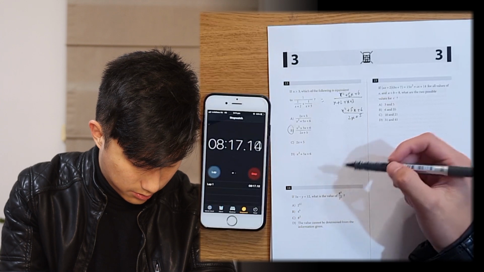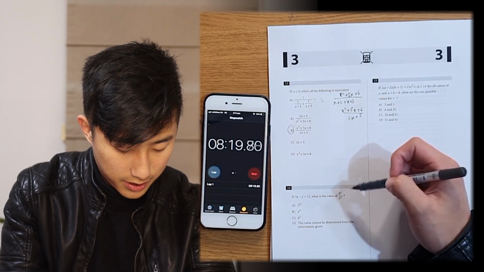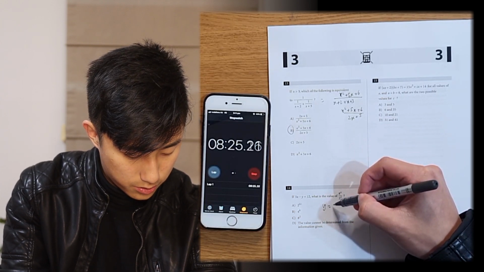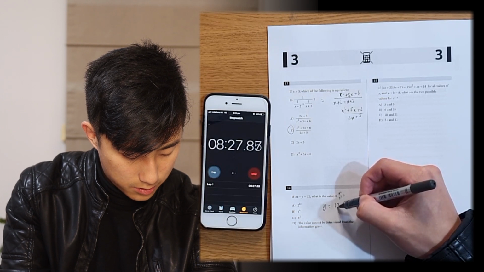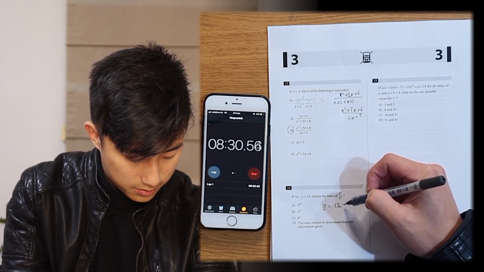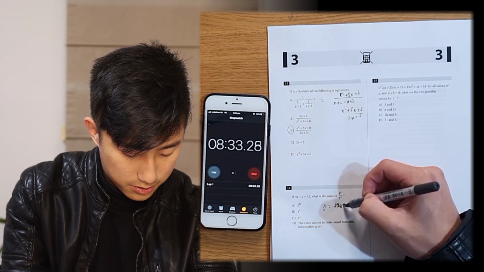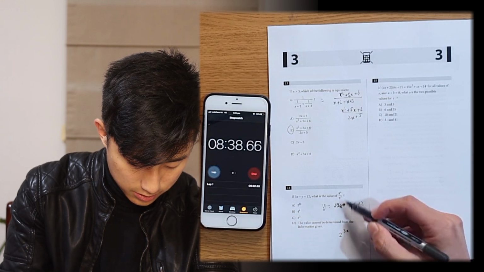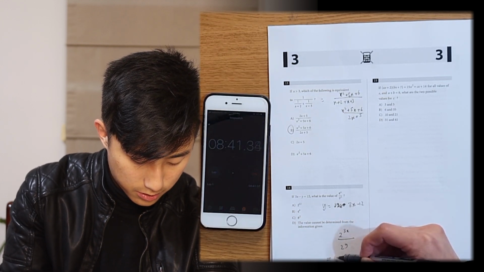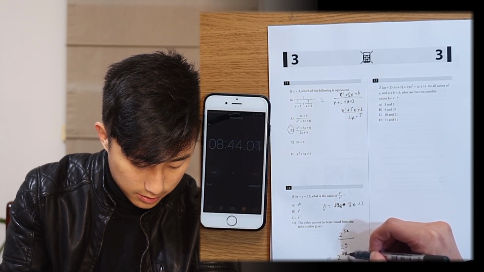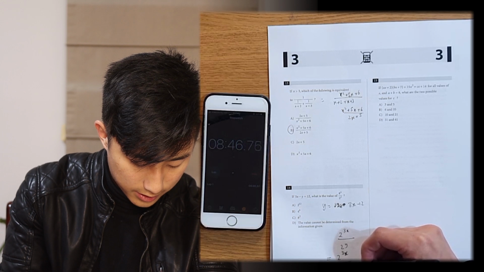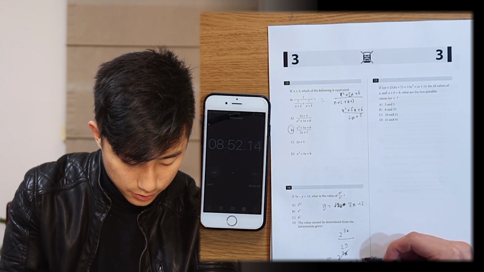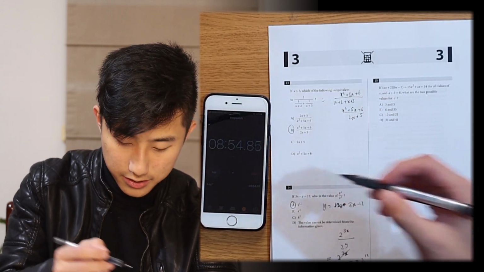If 3x minus y is 12, what is the value of 8 to the power x over 2 to the power y? So y equals, no, 3x minus 12. So 2 to the power 3x, which is the top, over 2 to the power y equals 2 to the power 3x over 2 to the power 3x minus 12, which is 2 to the power 12, which is A.